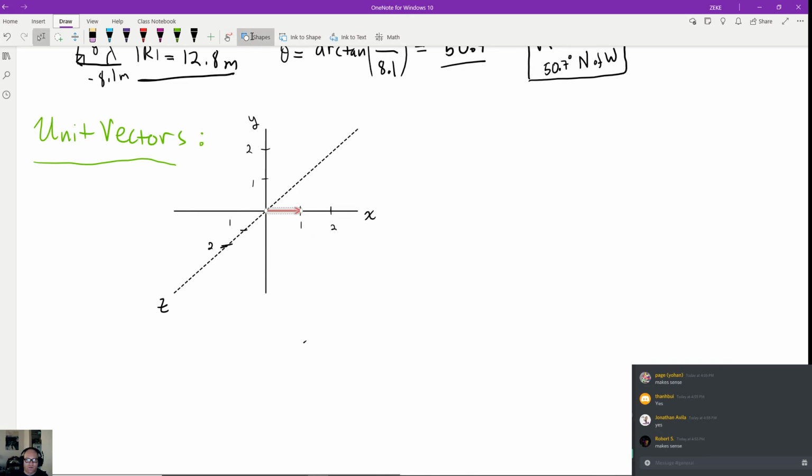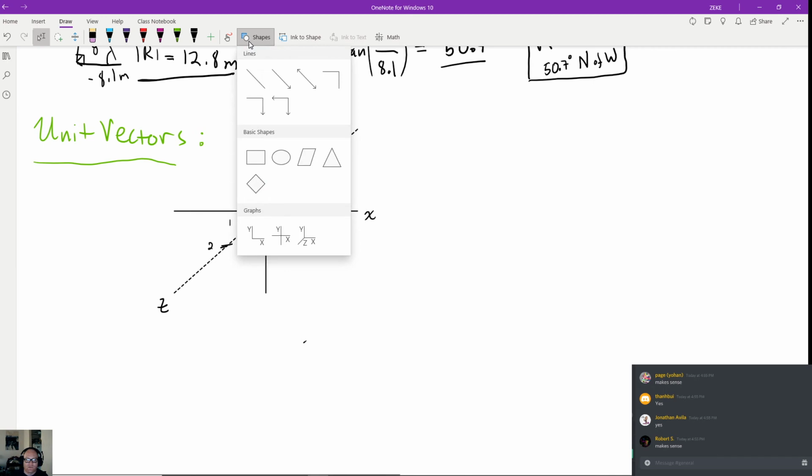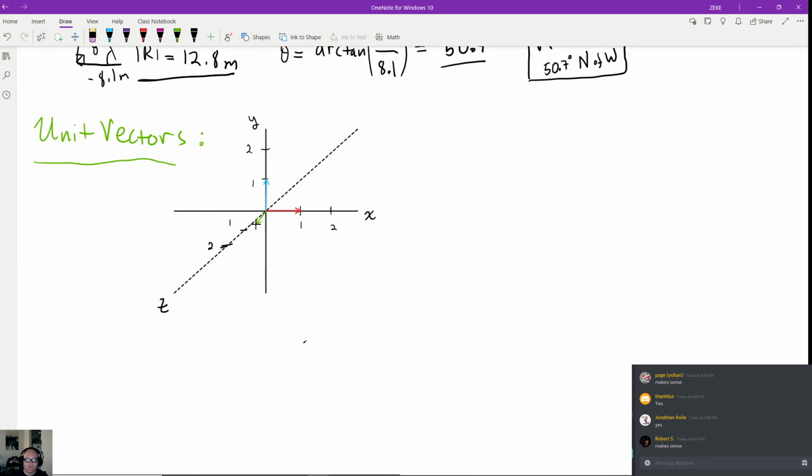And then we'll draw another vector. Okay, we'll draw another vector. And it's going to go up. We'll make this one blue. And then we'll draw another vector that's going to come out. We'll make it green. Each one of these being exactly a length of one long, right? Like that. That's not quite on the axis, is it? That's a little better. Okay, so each of these being exactly a length one long.